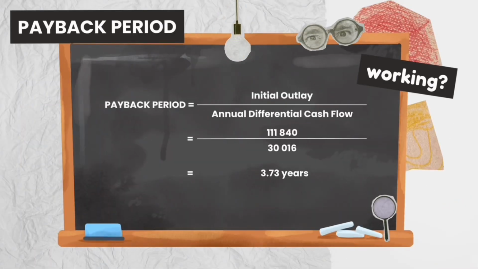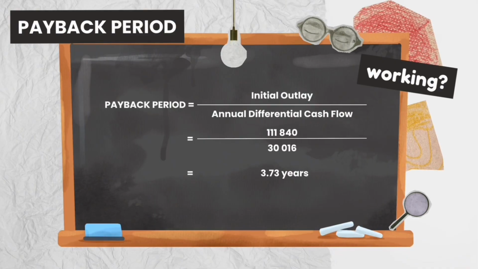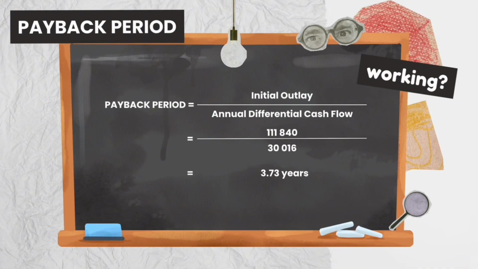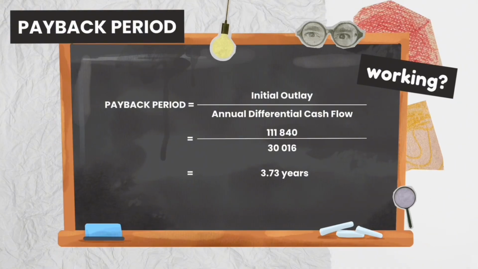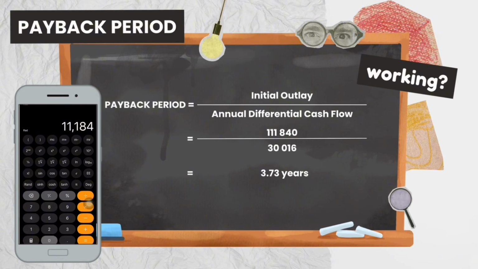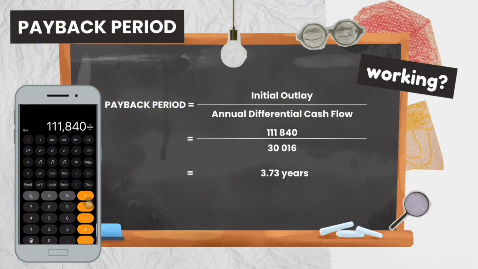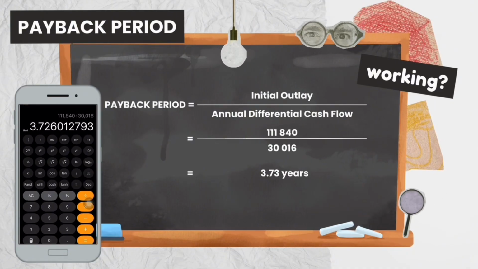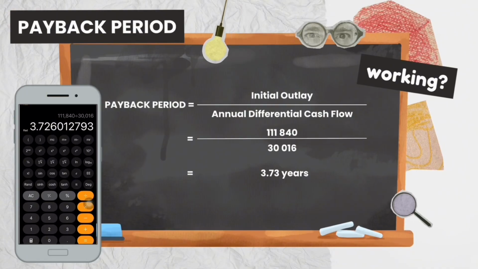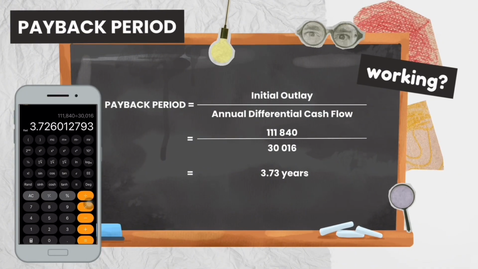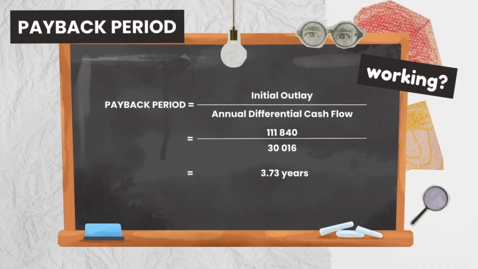Next, I will explain the payback period. Payback period shows how long a project takes to recover its initial investment from the cash inflows it generates every year. The formula is payback period equals initial outlay divided by annual differential cash flow. In our case, the initial outlay is 111,840 ringgit. The annual differential cash flow is 30,060 ringgit. When we divide these two amounts, we get 3.73 years. This means the company needs about 3 years and around 9 months to get back the money it invested at the beginning. The shorter the payback period, the better the project is for the company.